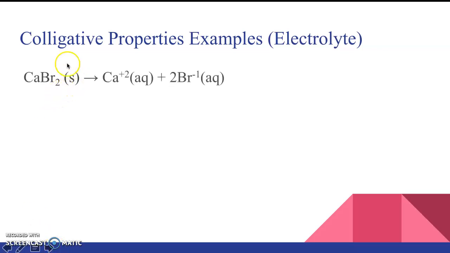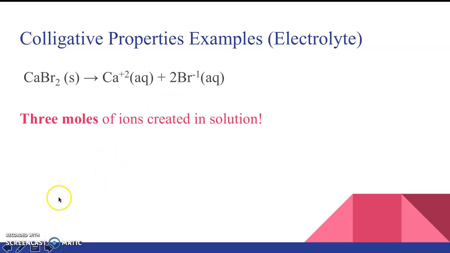Another example, we have calcium bromide. 1 mole of calcium bromide is going to break into 1 mole of calcium ions plus 2 moles of bromide ions for a total of 3 moles of ions in solution. So because this one makes 3 moles of ions in solution, it's going to have an even larger effect on the boiling point and freezing point of water than even sodium chloride did in the last example.